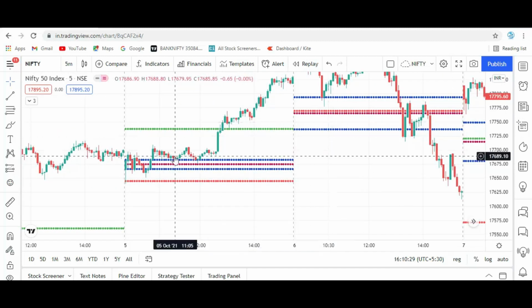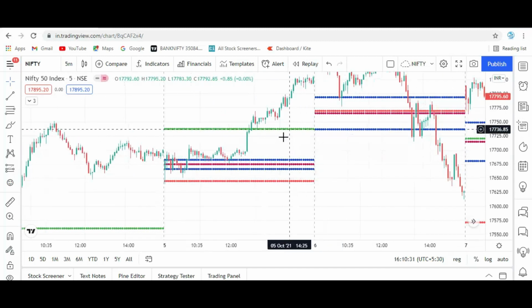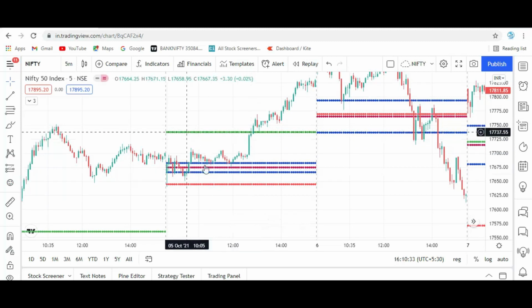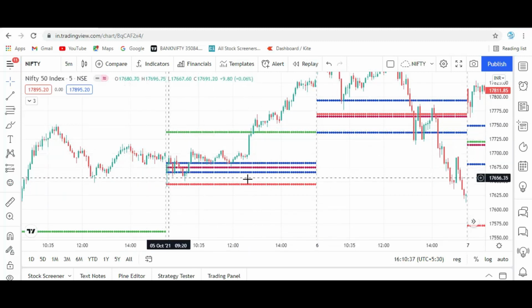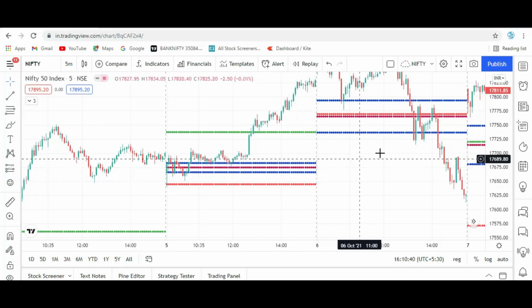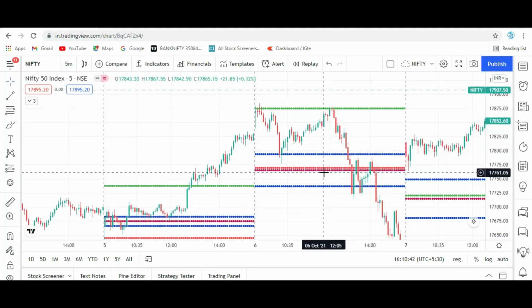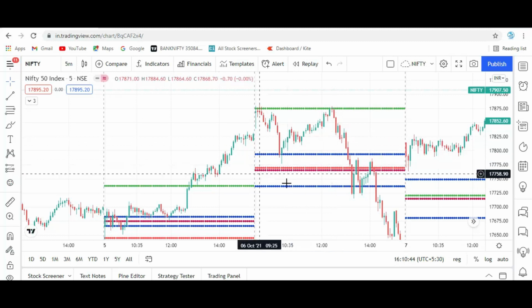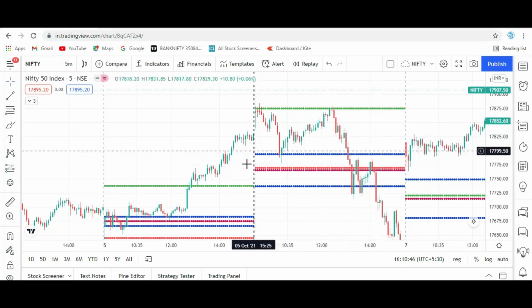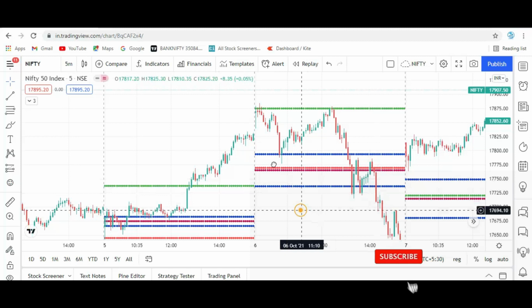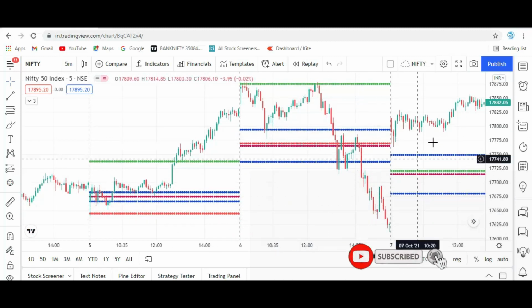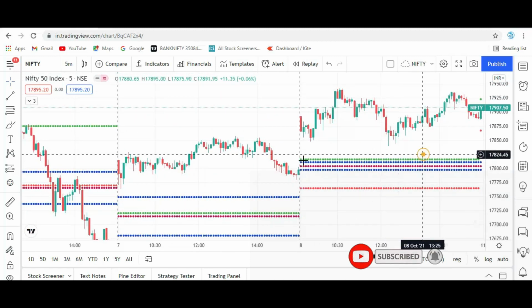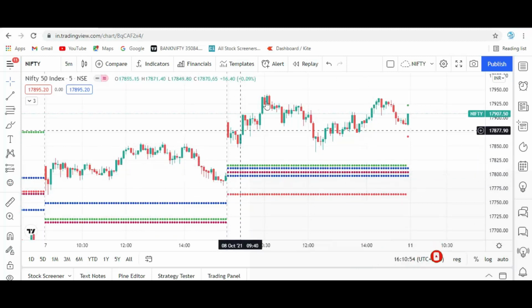Then another important point for H3 and L3: when H3 and L3 are very near, that day forms a narrow CPR. When H3 and L3 are very wide, that day is also a sideways day. But here the CPR is broken out, then it becomes a downtrend. Same thing here: a narrow CPR, but there is no trend here.